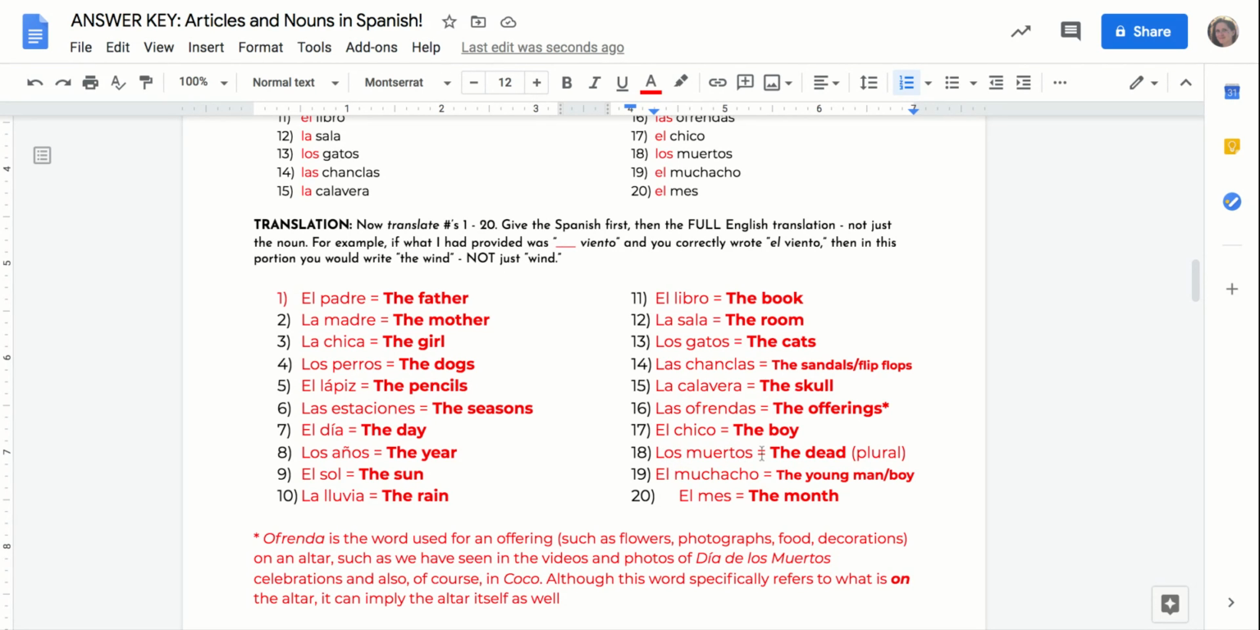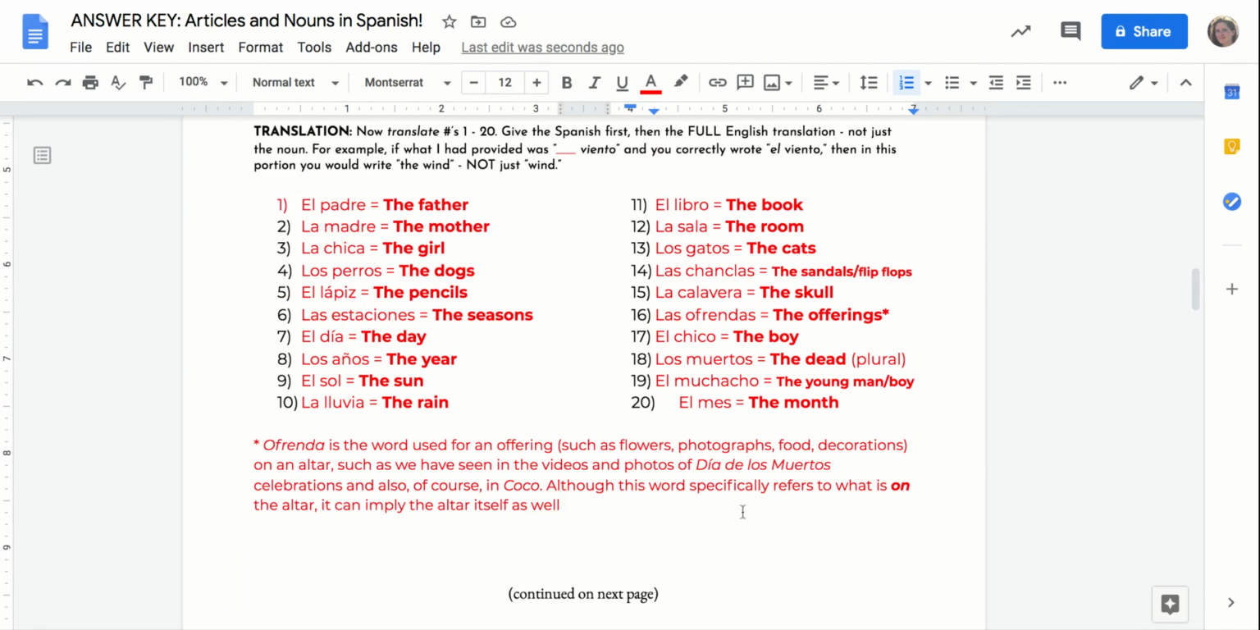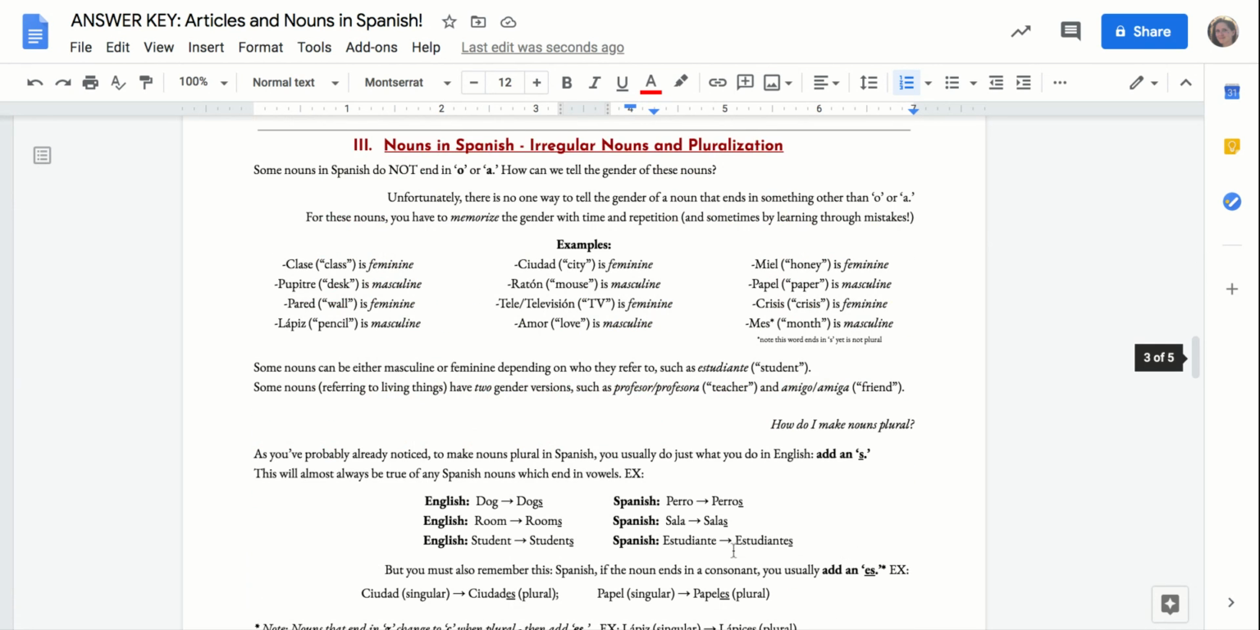Los muertos is the dead, as in plural, kind of referring to dead people. I know that's a little bit spooky. El muchacho means the young man or boy. There's a lot of words in Spanish for boy or girl, man or woman. This is just one of them, but it's usually referring to a young man, maybe a teenager. Okay, I think the rest are self-explanatory.